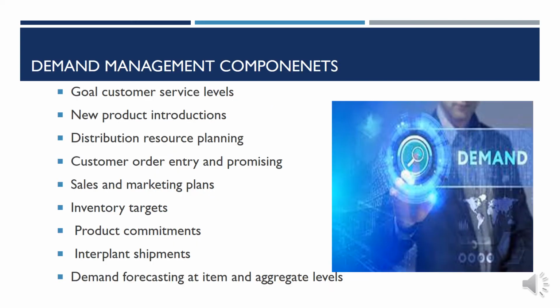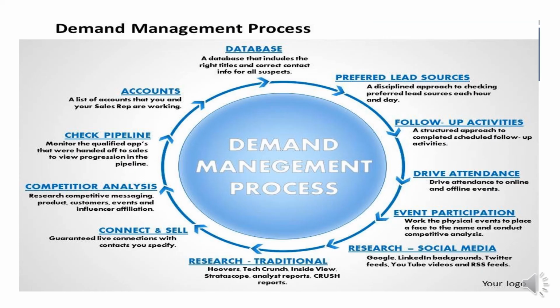Next, if we look into the demand management components, there are several components. To list a few, they are goal customer service levels, new product introductions, distribution resource planning, customer order entry and promising, sales and marketing plans, inventory targets, product commitments, interplant shipments, demand forecasting at item and aggregate levels. So this is the flow chart which shows the demand management process in detail.